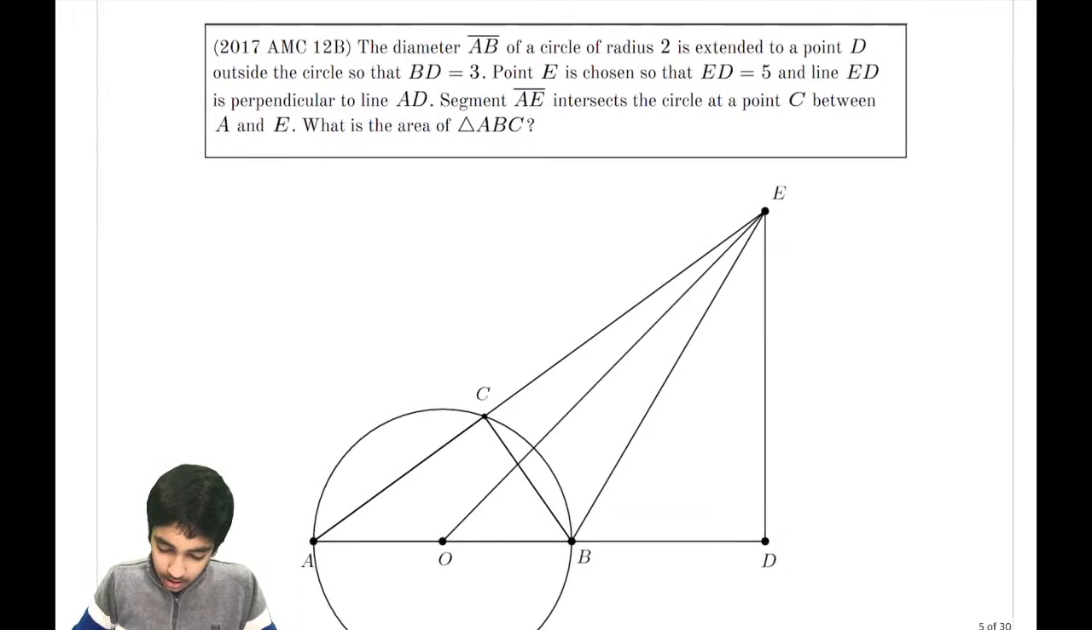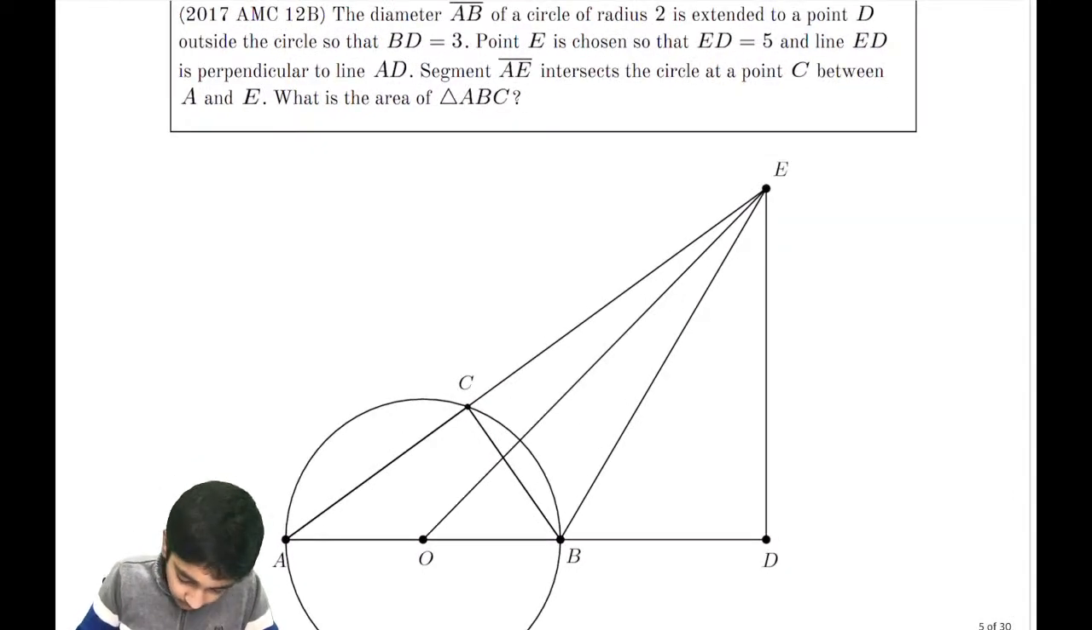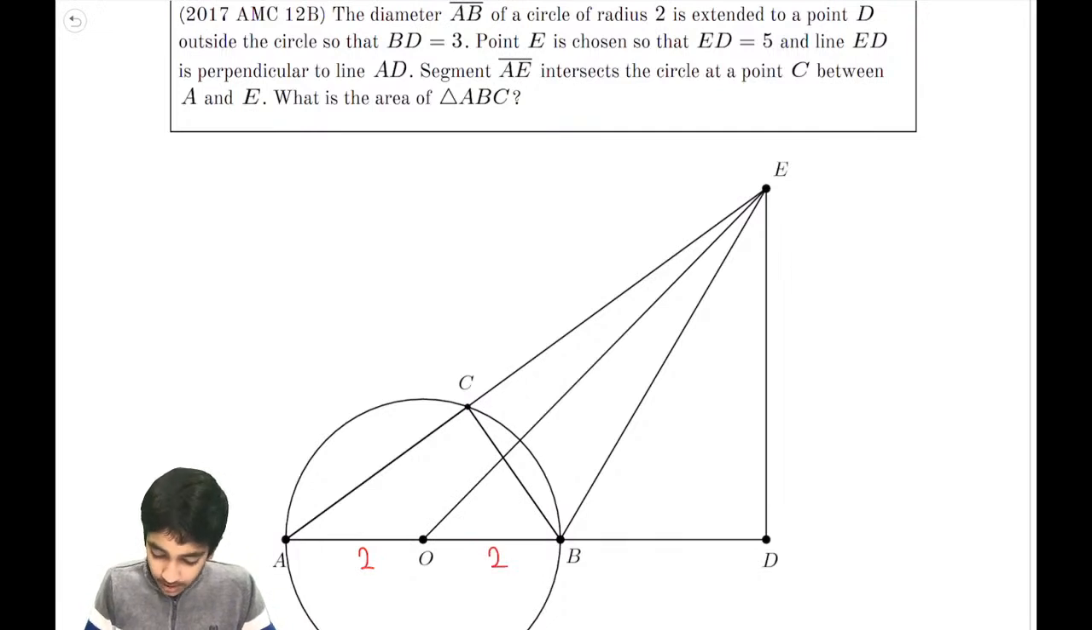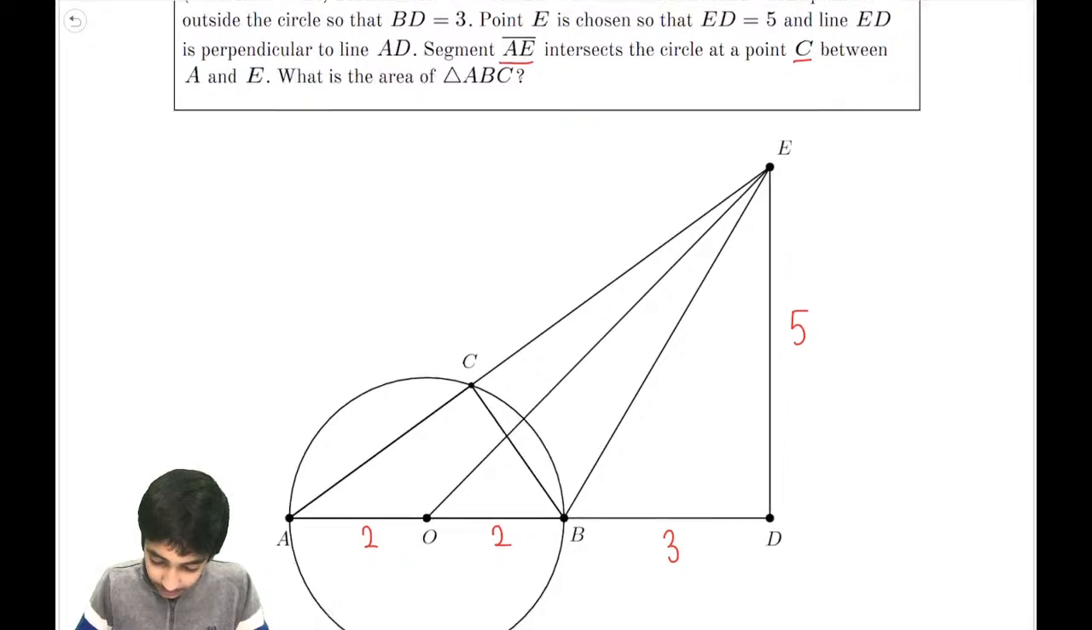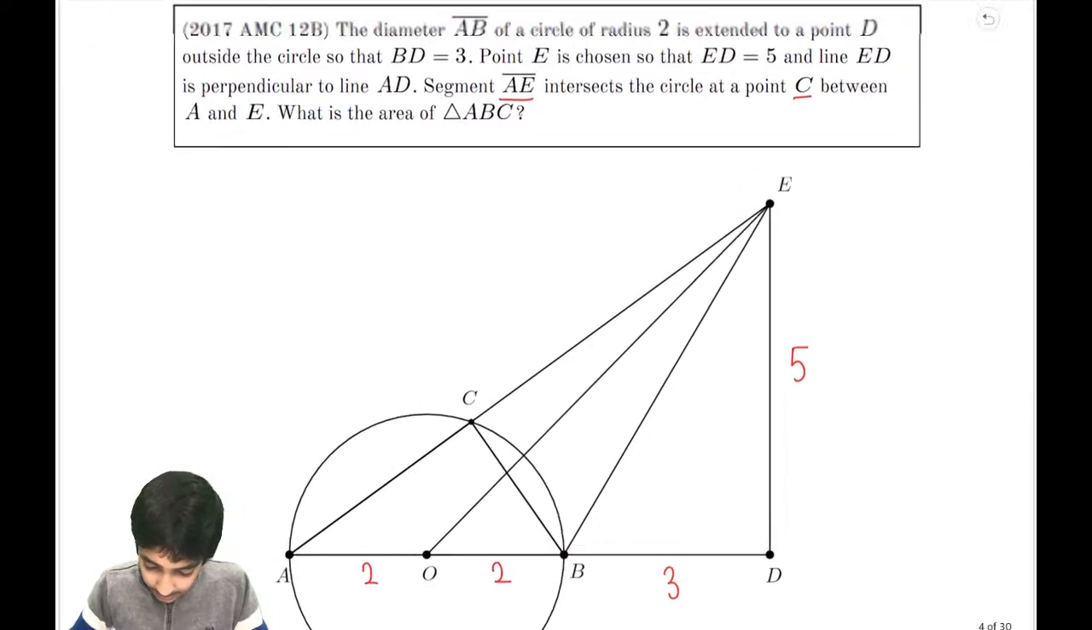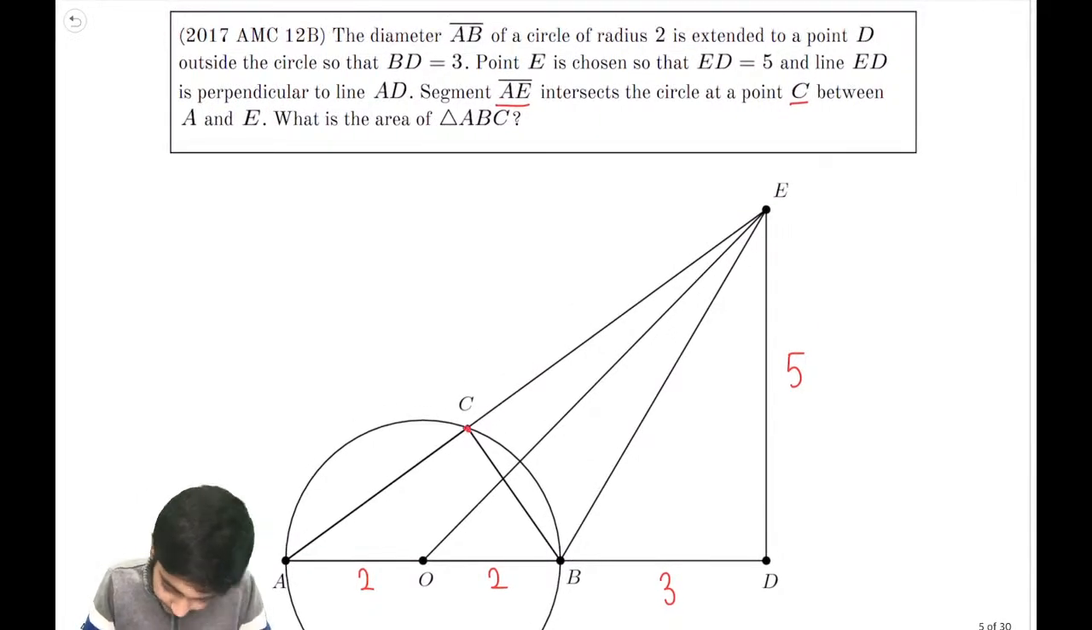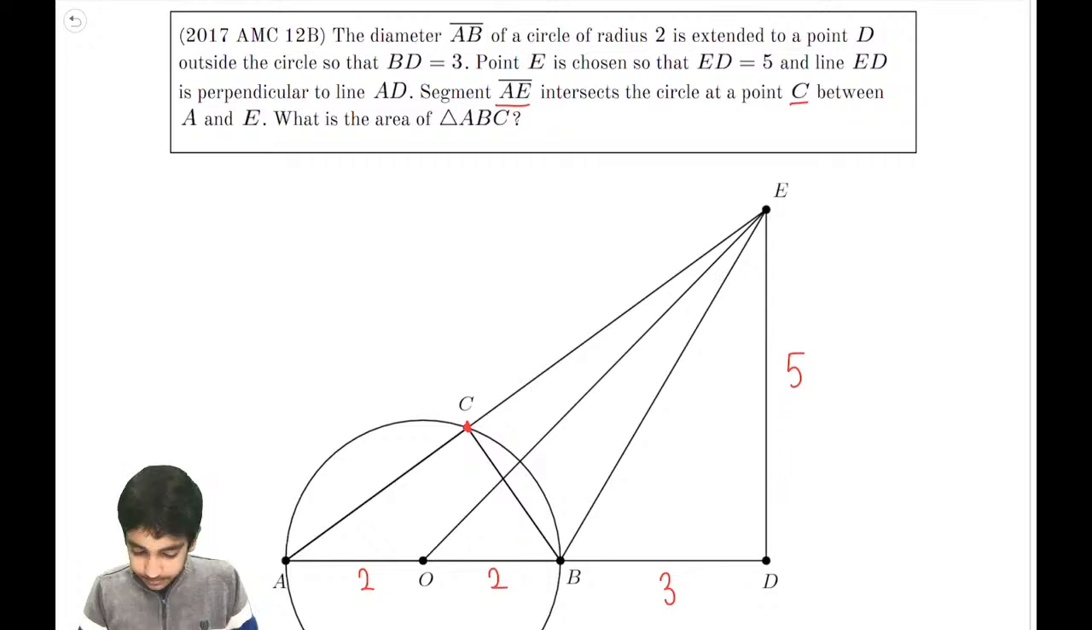The diameter of a circle of radius 2 is extended. So radius 2, this is 2, that's 2. Extended to a point D outside the circle so that BD is 3. So this is 3. And we also know ED is 5. Then we're saying that segment AE intersects the circle at a point C between A and D. So we have segment AE intersecting the circle at this point C here. And then we want to find the area of this here.